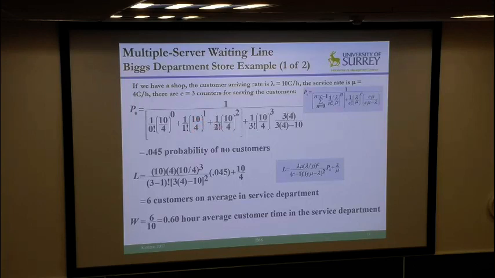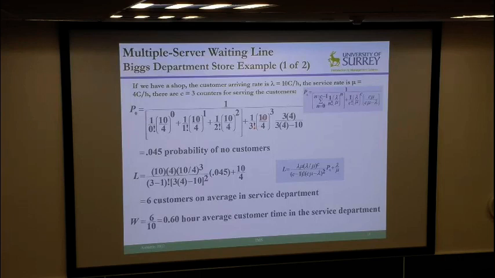Then we move to the next one, n equals 2. When n equals 2, we need to calculate the factorial, which is 1 times 2, basically 2, and we have a power of 2 here. Plus the next part is C factorial. C is 3, and 3 factorial equals 1 times 2 times 3.